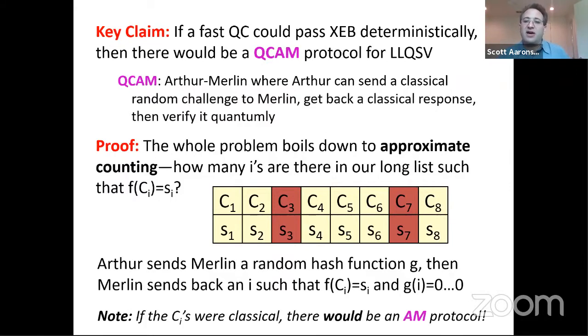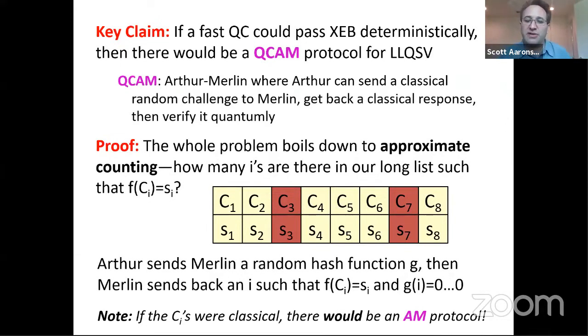Now, as an observation, notice that if our circuits C sub i were all classical, then there actually would be an AM protocol to solve this problem, right? Because a classical circuit has the property of being reproducible. You can always just get the same output over and over by rerunning it with the same input. Even if it has randomness, you could just fix the random bits that it uses.